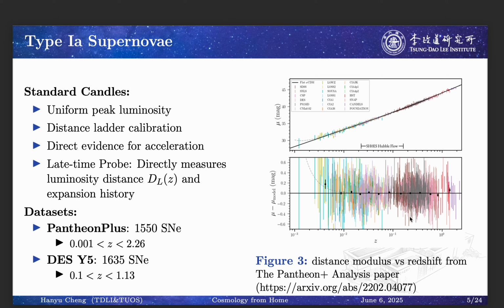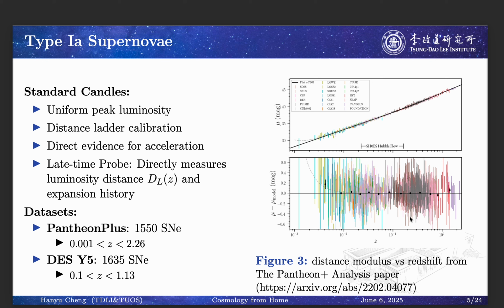I also use the type 1a supernovae datasets. Type 1a supernovae are called standard candles in our universe because they have uniform peak luminosity. We always use them for distance ladder calibration, and they work as direct evidence for the acceleration and as a late-time probe. We can use them to directly measure the luminosity distance dL and H0.